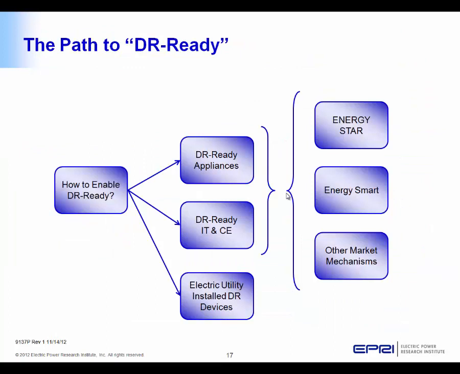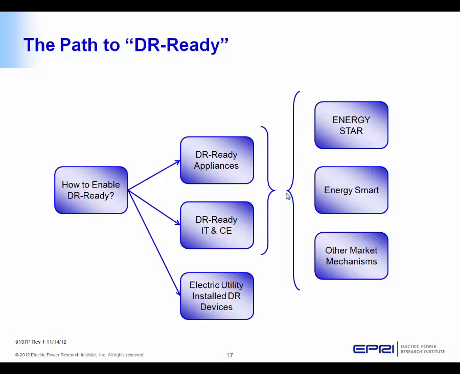And we think the path to this is either developing a set of DR-ready appliances. Think about appliances that have a built-in chip. Every appliance of any size that has a potential large electric demand has a built-in chip. Really cheap to do because we've got the electronics in most of these already. I could also do it through DR-ready information technology and consumer electronic devices, or I could do it the way it's done now through electric utility installed demand response devices, which clearly, as I've pointed out, are expensive. And so there's a couple of options to do this that are being pursued.